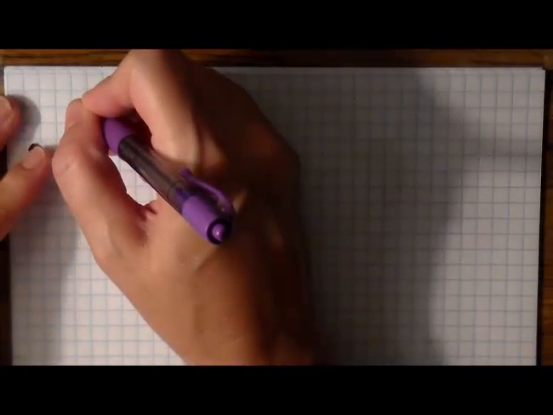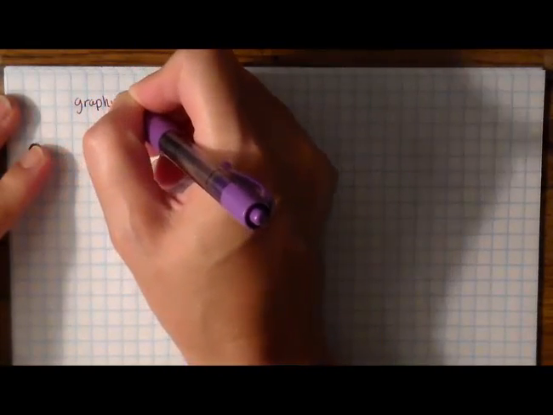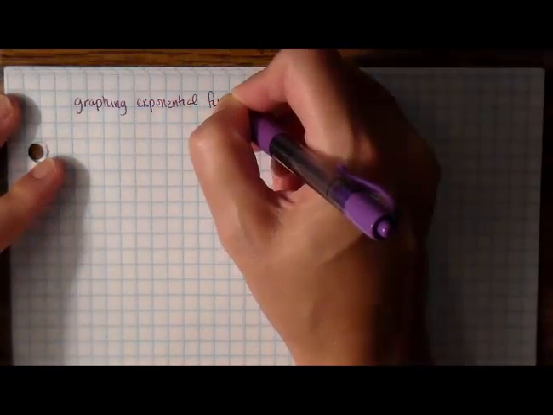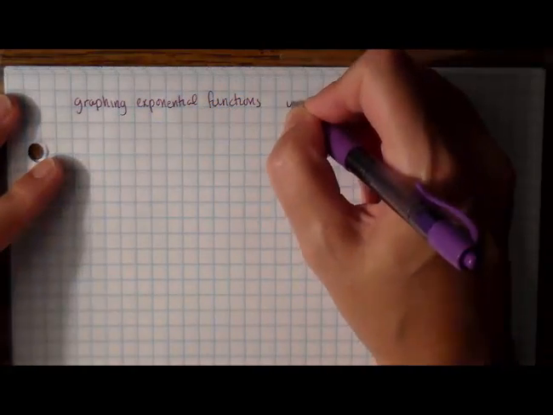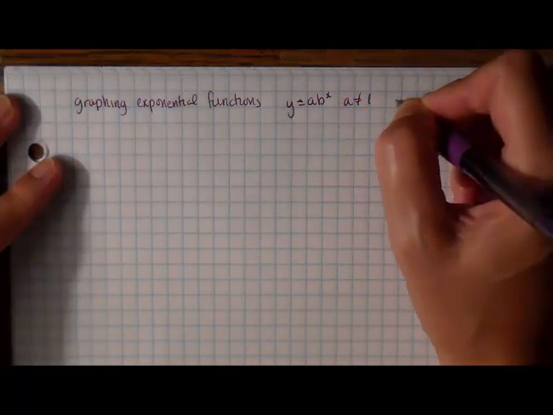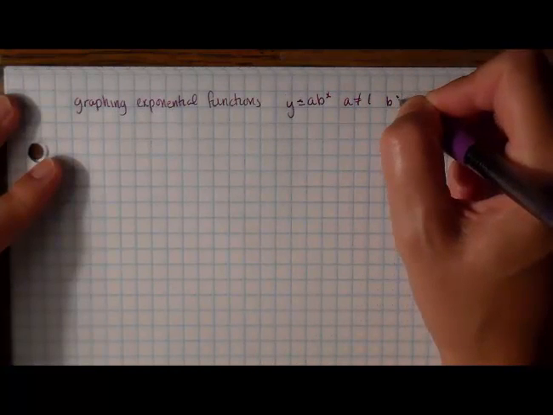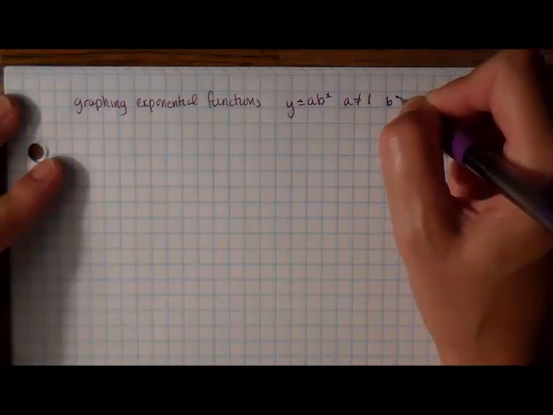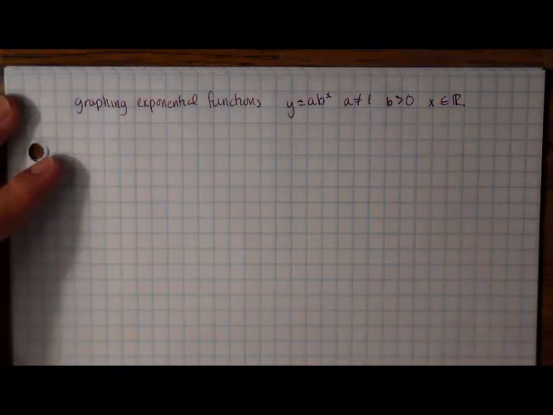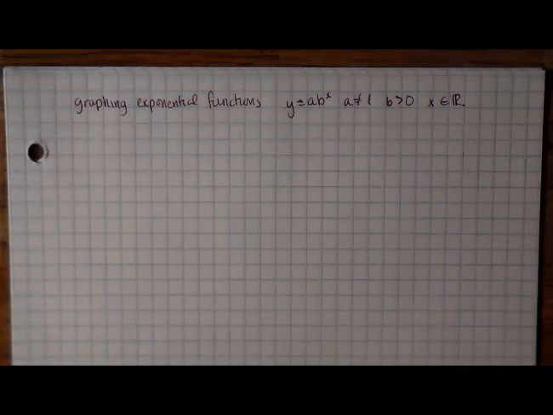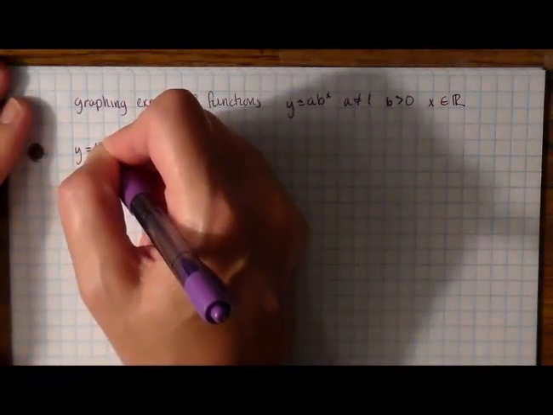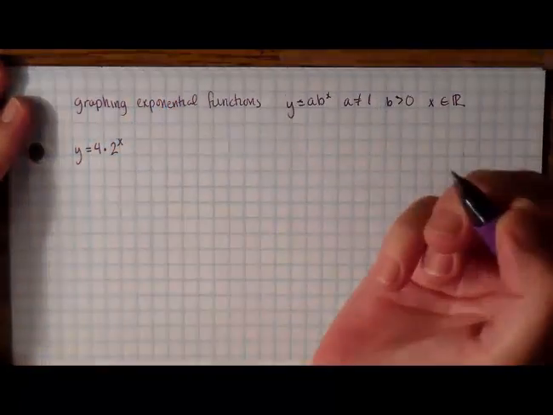Okay, so graphing exponential functions. As I said, they're of the form y is equal to ab to the x, where a is not 0, a is not 1, b is greater than 0, and x is an element of the real numbers. So for our first example, we're going to graph y is equal to 4 times 2 to the x.